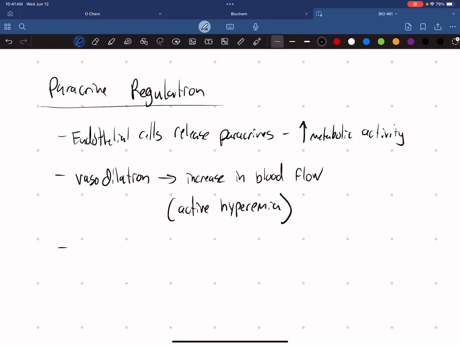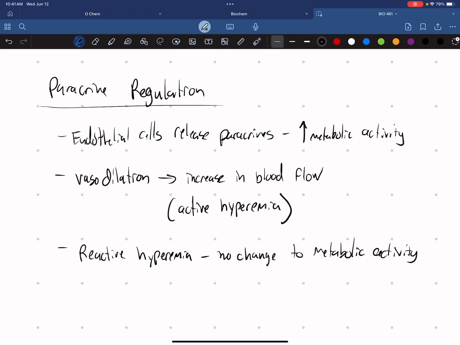So now we also have what's called reactive hyperemia, which is when there is no change to metabolic activity. But this is what can happen with, say, an injury or something like that, where there is an increase in CO2 and a decrease in oxygen in the blood. So that will lead to this vasodilation and increased blood flow.